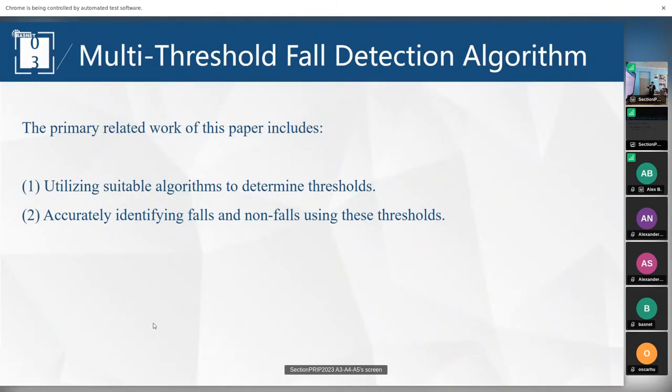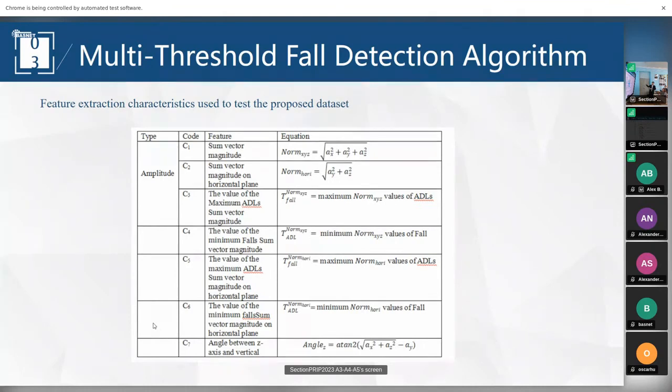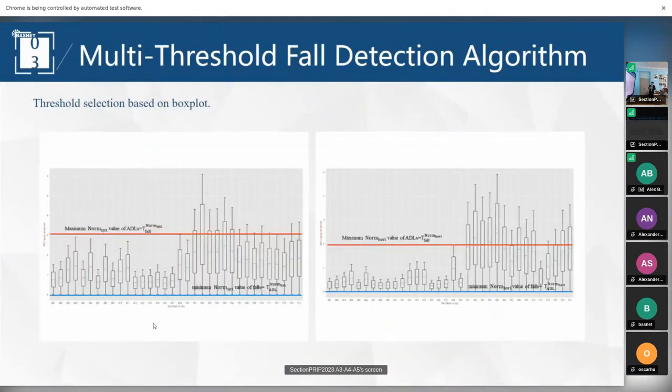Now I share my research on the fall recognition algorithm based on multi Swiss codes. I chose the core six Swiss codes. We record the maximum value of the Hooke's code. We can see the left picture is the fall activity, normalized by the value. The daily activity is very small, and the fall activity is very, very high.